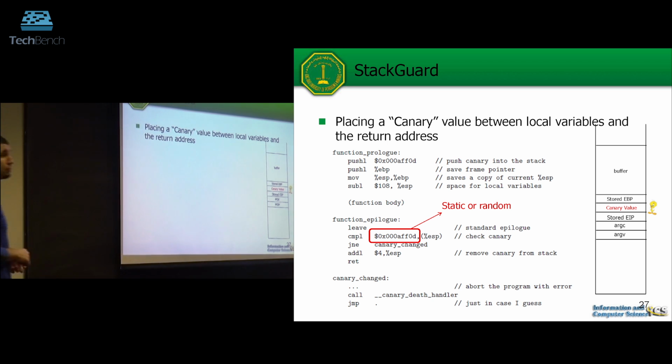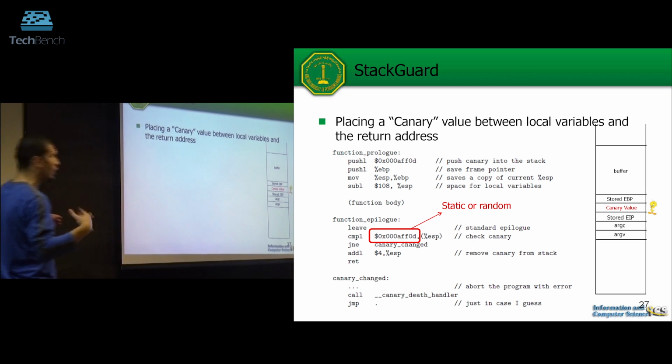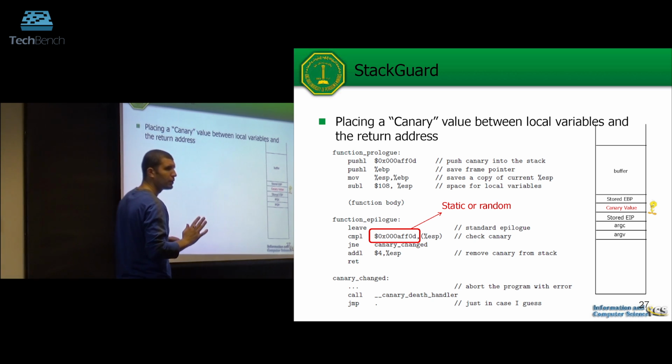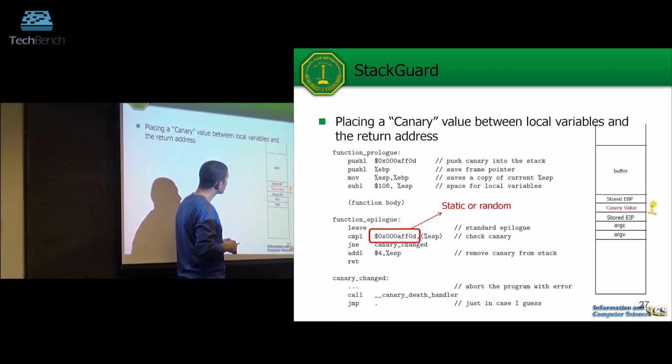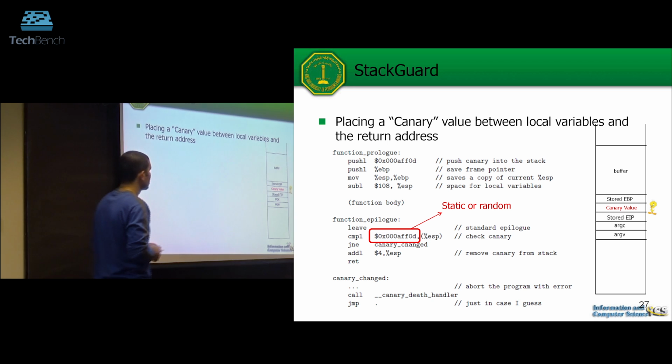It's like a hash function or a hash. A random value, difficult to guess. Like in the methodology, it's like making authentication. Checking, basically, between the local variables and the return address.